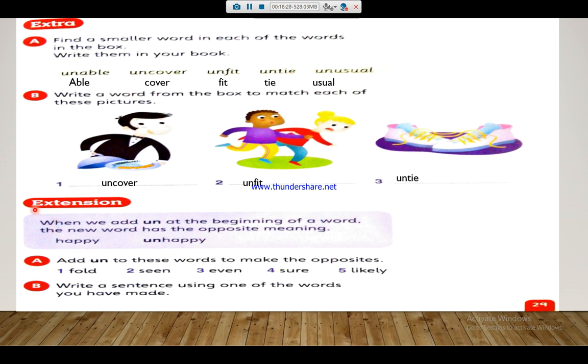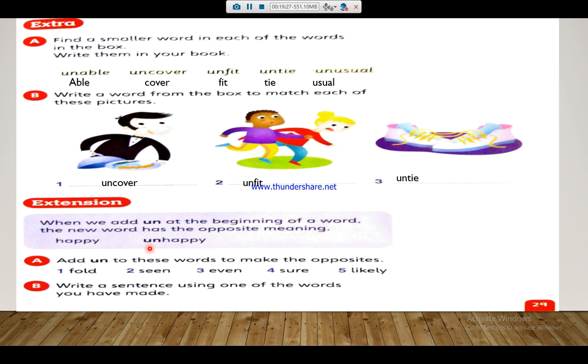The extension exercise. Here we have a box with some explanation. When we add un at the beginning of a word, the new word has the opposite meaning, which means that we have the word happy. And if we want to make the opposite of the word happy, we can add the prefix un, which means not, to make the opposite. So the word is going to be unhappy, which is the same as sad. So we have happy, and we can make the opposite by adding the prefix un. It will be unhappy.